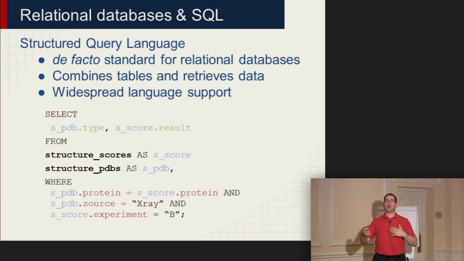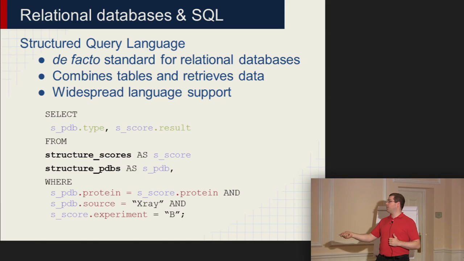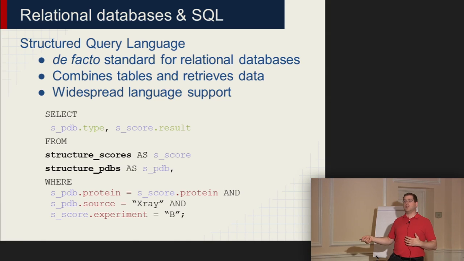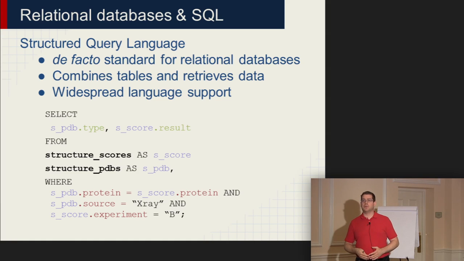And then you can do more complex combining and filtering. For example, here we want to make sure that we're only combining rows where the protein identifiers match. And then also we're filtering, so we only want PDBs where the source comes from an X-ray, and we only want scores from experiment B. And so from this, you can have this large amount of data that you can very easily combine and filter and get just the information that you need that you can then use in your downstream applications. For example, like plotting that nice hydrogen bond distribution graph.